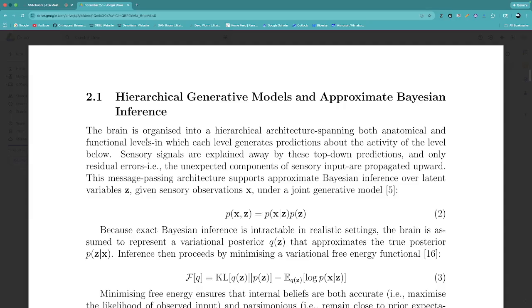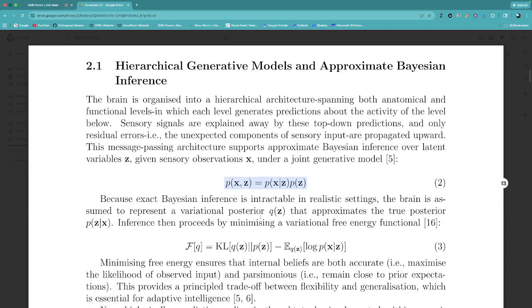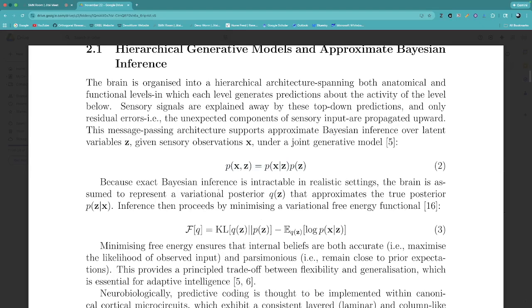So they approach this as a message-passing architecture, which supports Bayesian inference over latent variable z, given sensory observations x, under a joint generative model. And this is just this statement here. Because exact Bayesian inference is intractable in realistic settings, the brain is assumed to represent a variational posterior, q(z), that approximates the true posterior, p(z | x).